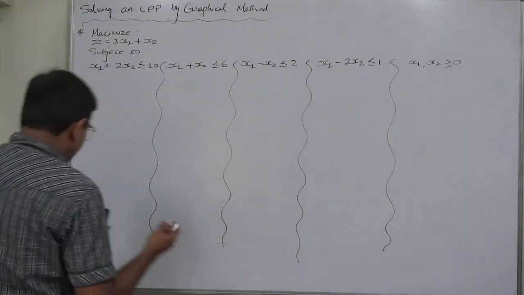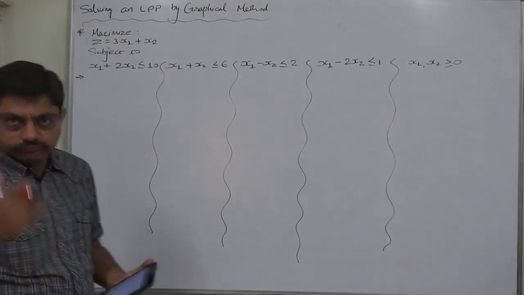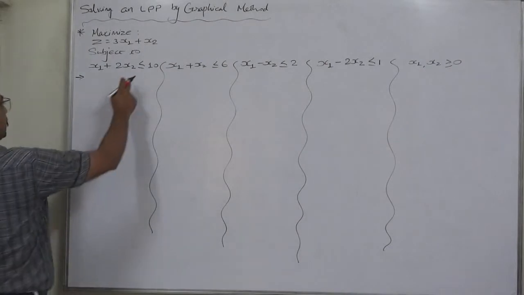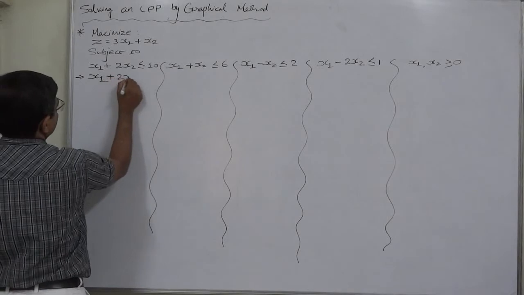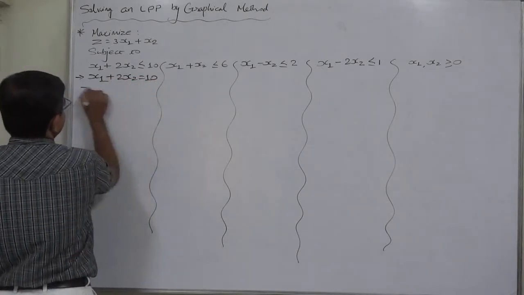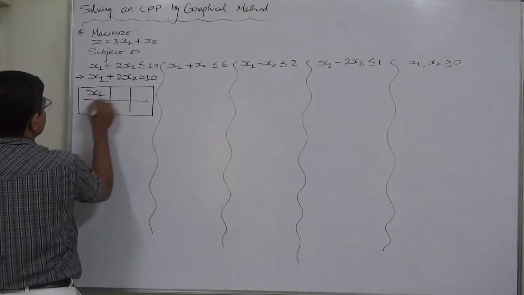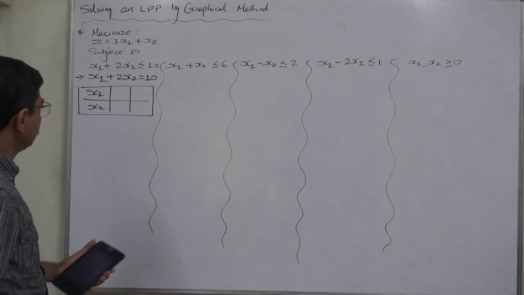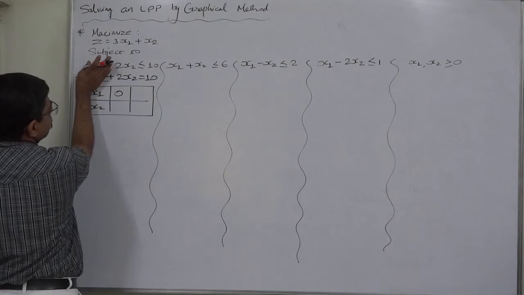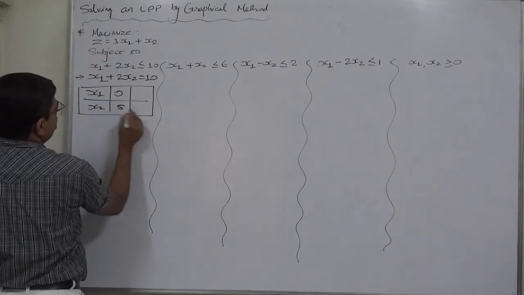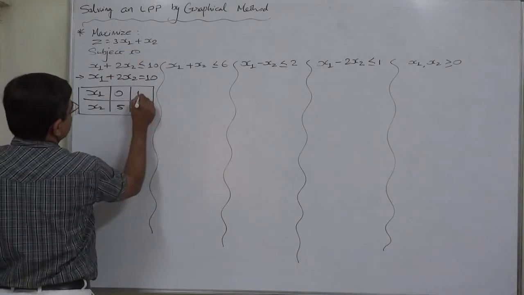Now simplification part. As I prefer to explain this thing, first segregation into equality and inequality. Equality is x1 plus 2x2 equals to 10. So now we can have the 2 points to draw the line of this equality. If x1 takes value 0, it will be 2x2 equals to 10, that means x2 equals to 5. If x2 takes value 0, then x1 will be 10.